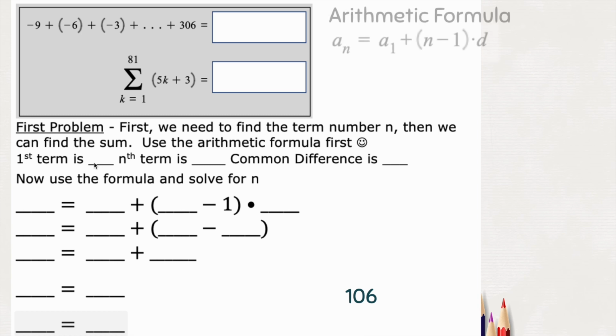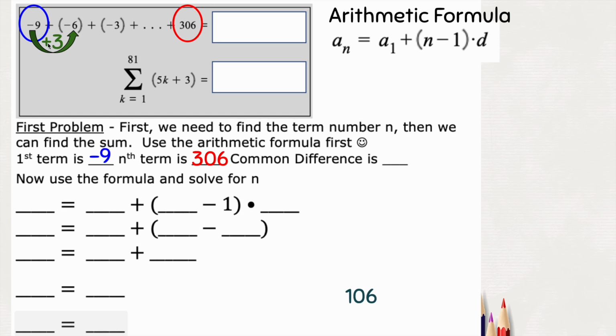So we're just going to fill out what we do know. I do know that the first term is -9. And the nth term, the term that I'm going for here, the very last one they gave me, is 306. So I do know those two pieces at least. And then the common difference, remember, that's what am I adding or subtracting? Okay, so to go from -9 to -6, well, that'd be I'm adding 3, right? I know they're both still negative, but I'm getting closer to 0 on this one. So I'm adding 3. I can also see I'm adding 3 again to go from -6 to -3. So that's my pattern. I'm adding 3 each time.